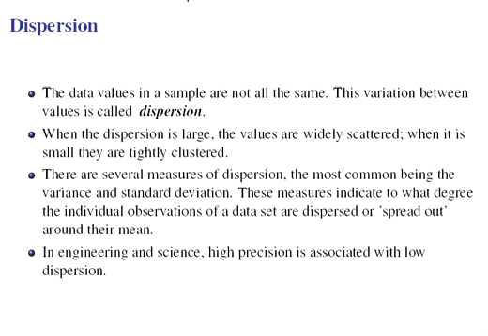There are several measures of dispersion, the most common being variance and standard deviation, which we're going to have a look at quite soon. These measures indicate to which degree the observations of a dataset are dispersed or spread out around their mean. Just to be clear, variance and standard deviation are calculated using the mean of a dataset. So there's a relationship between those two measures of dispersion and the mean. In engineering and science, high precision is associated with low dispersion.